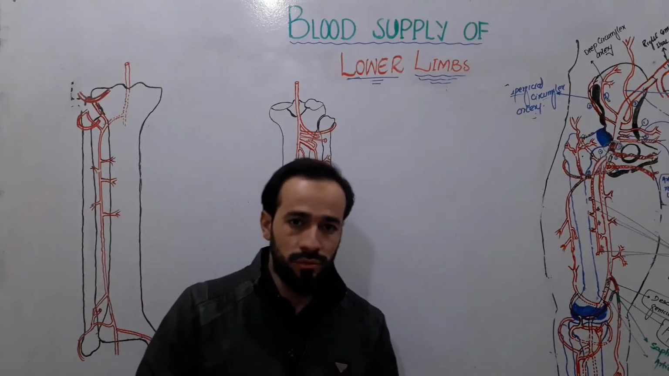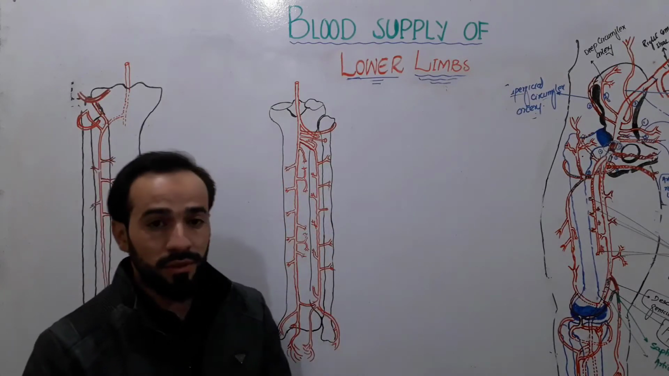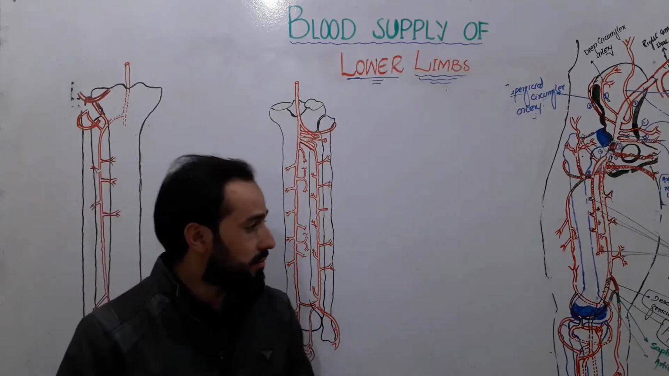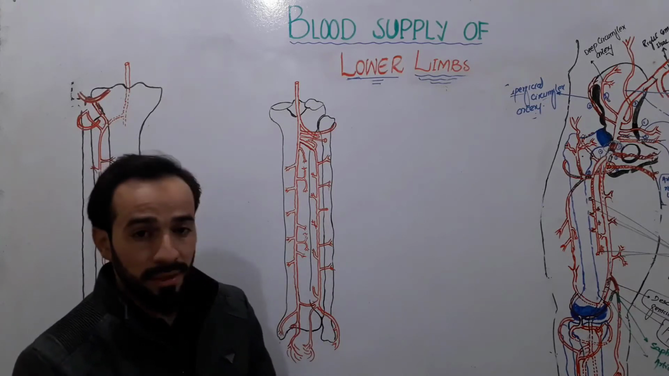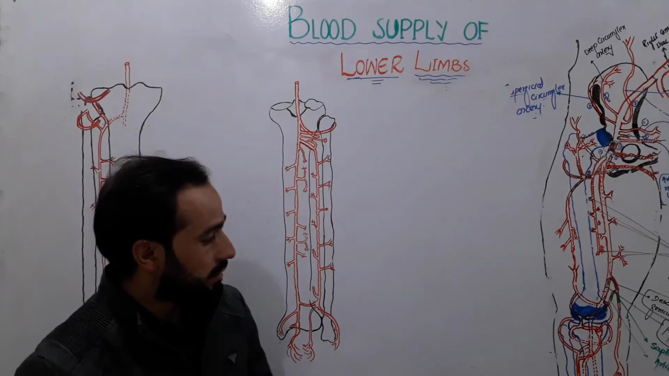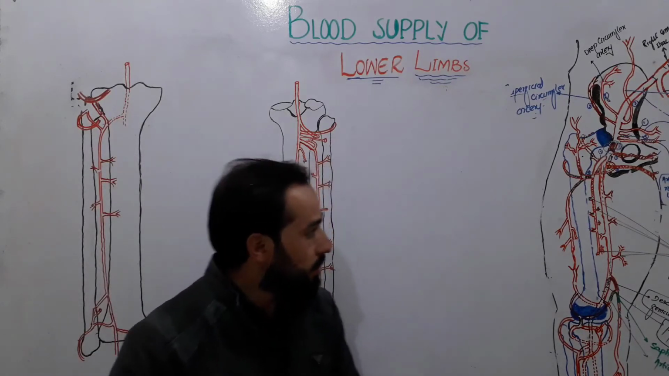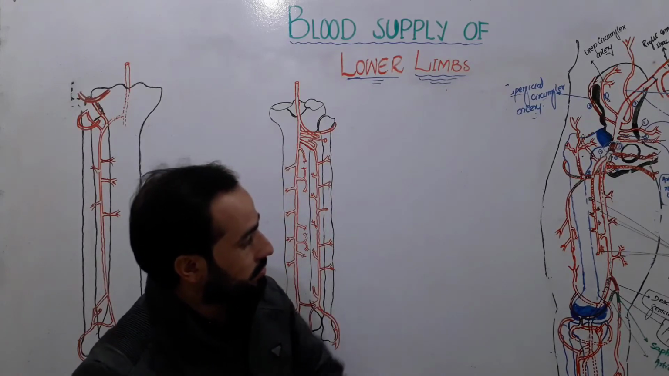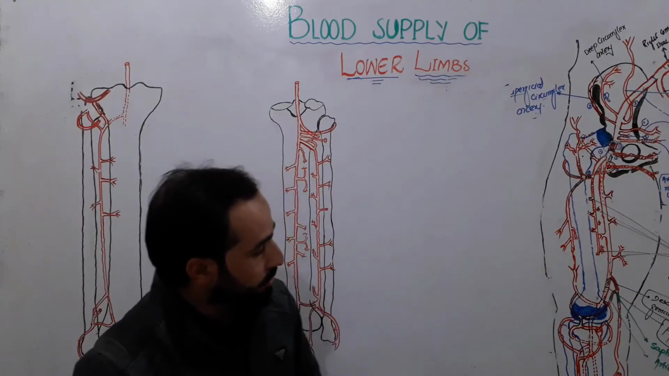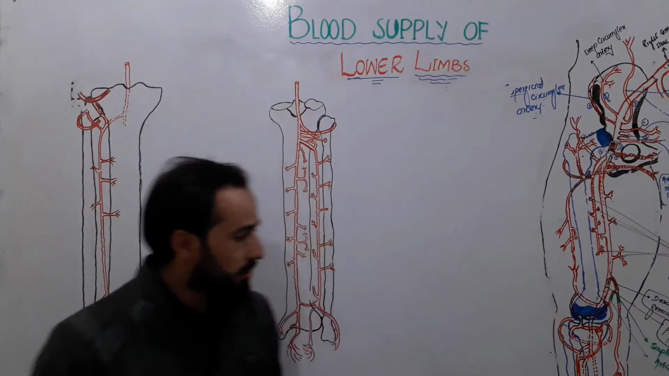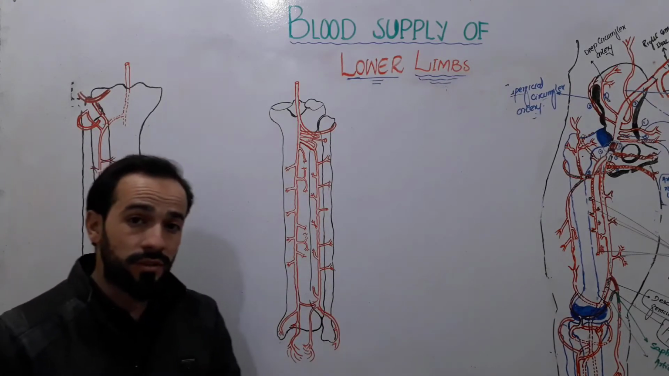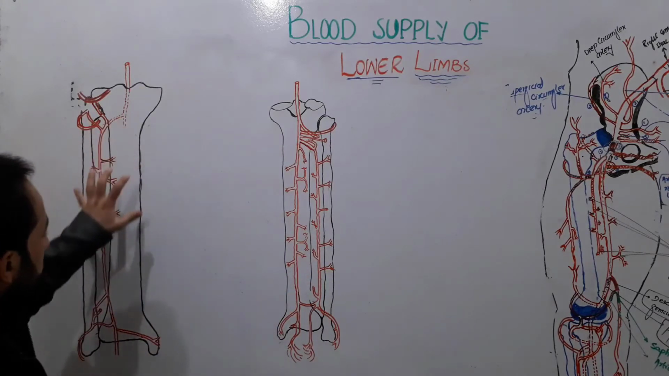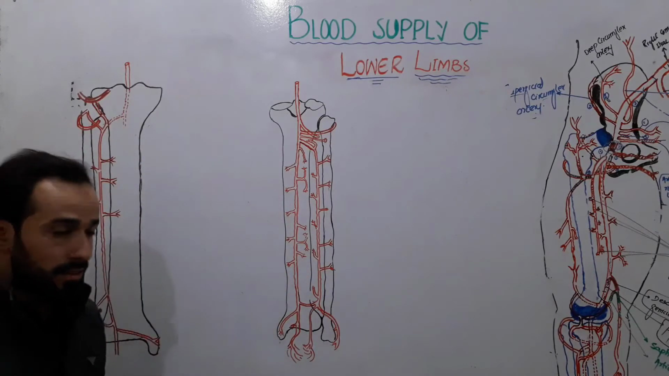As you now know, we are discussing the blood supply of the lower limbs. In the previous lecture, we covered the blood supply of the lower limb up to the knee joint, right? We covered the branches of the arteries present in the thigh, the femoral region. Then we covered the arteries present in the knee region. Now we are going to discuss the branches of the arteries present in the leg region, right?